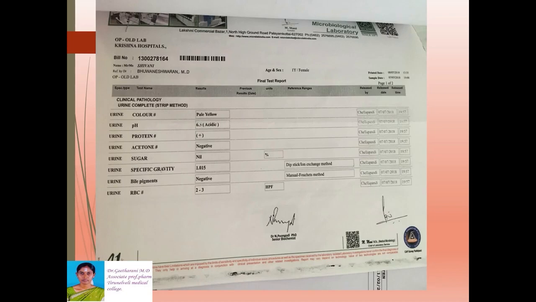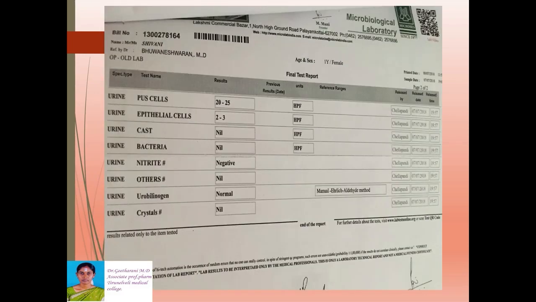On doing the urine routine, here we can see the pH is acidic. And the pus cells were around 20 to 25. So this could be a case of UTI. Before we get the culture report, first we get the urine routine report, and from that we can get a confirmation of UTI. So this is definitely a case of lower UTI. The culture report will come after 48 hours.